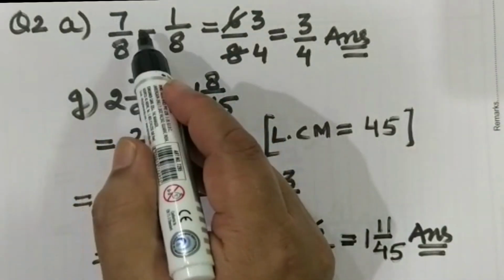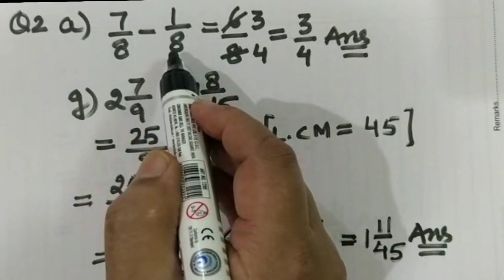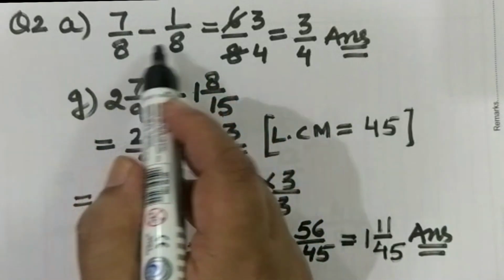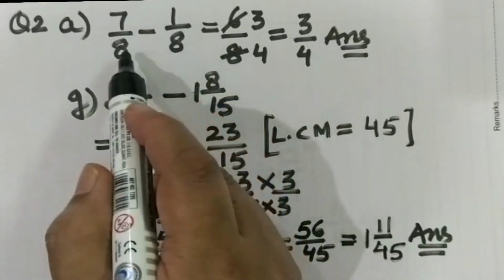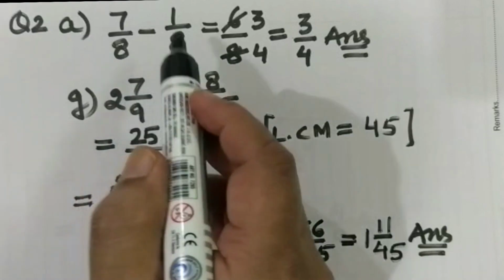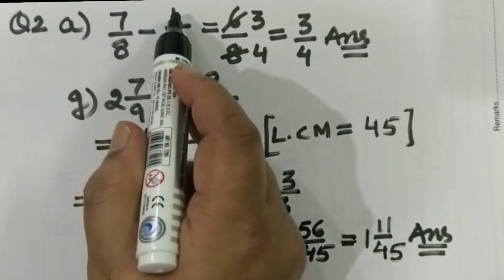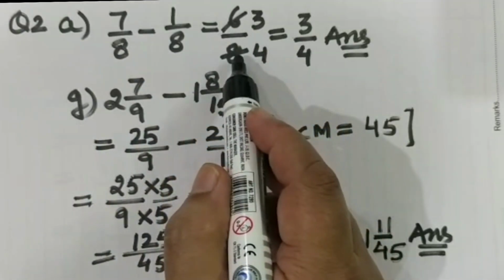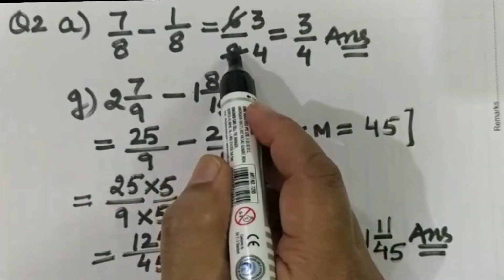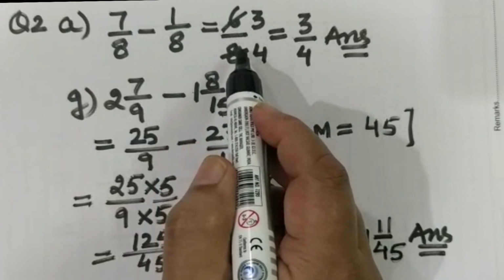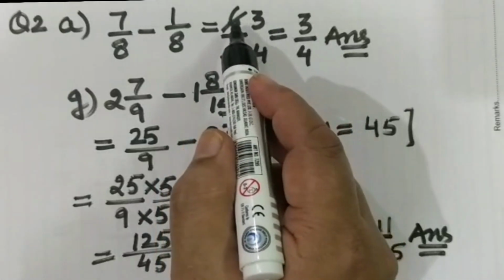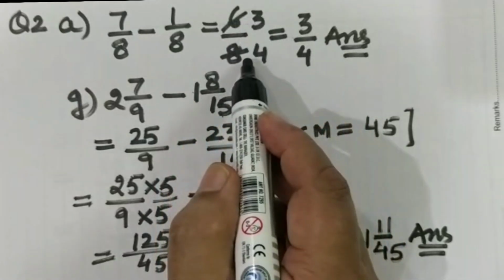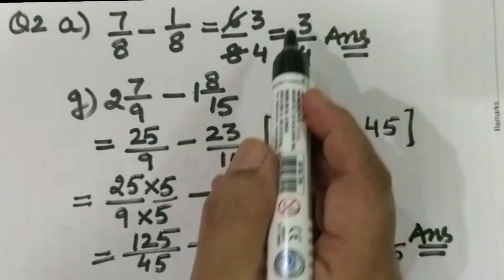7 upon 8 subtract 1 upon 8. So both are like fractions because the denominators are the same. Then 7 minus 1 is 6. Then we will write 6 upon 8. And 6 and 8 are both multiples of 2, so we will reduce. 2 threes are 6 and 2 fours are 8. So we get 3 upon 4.